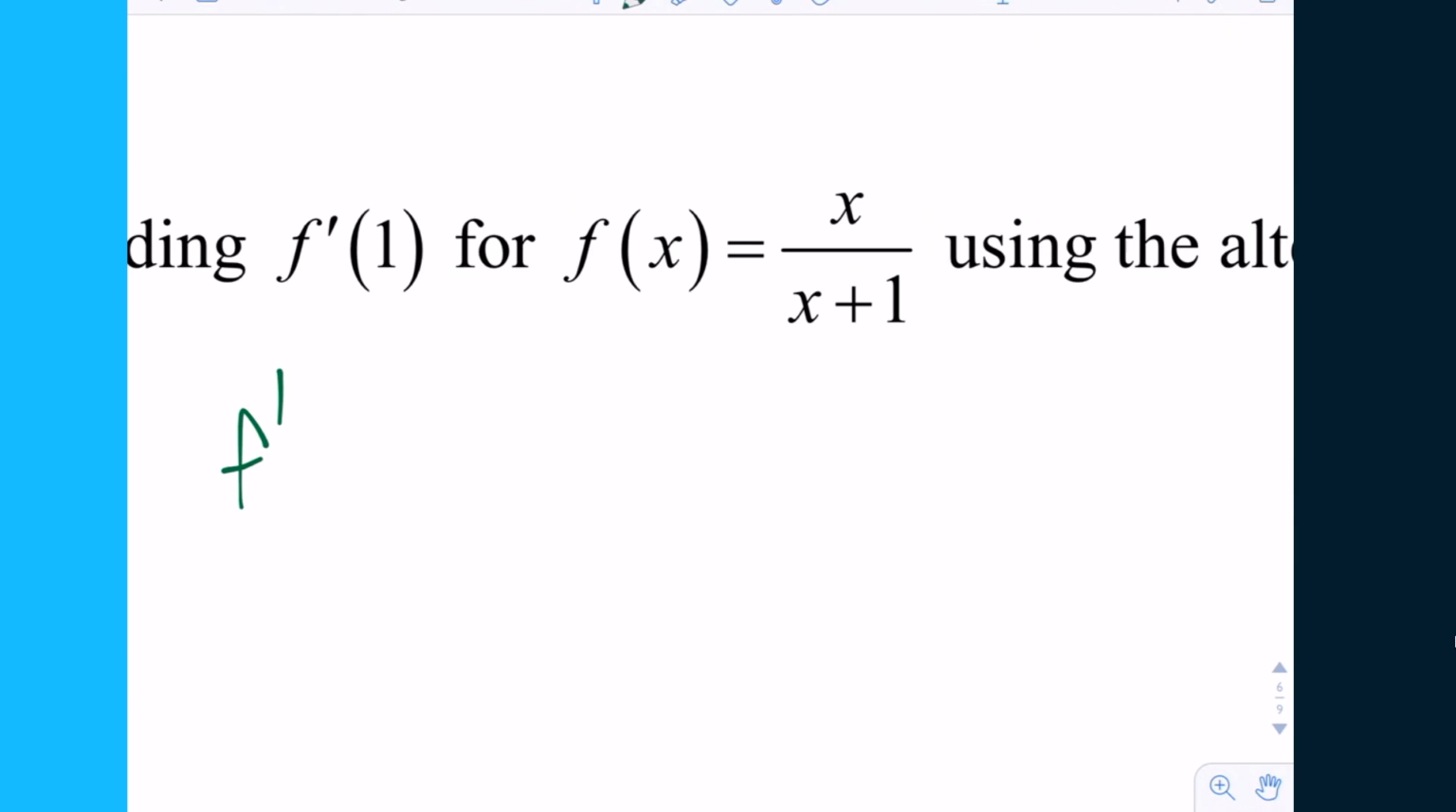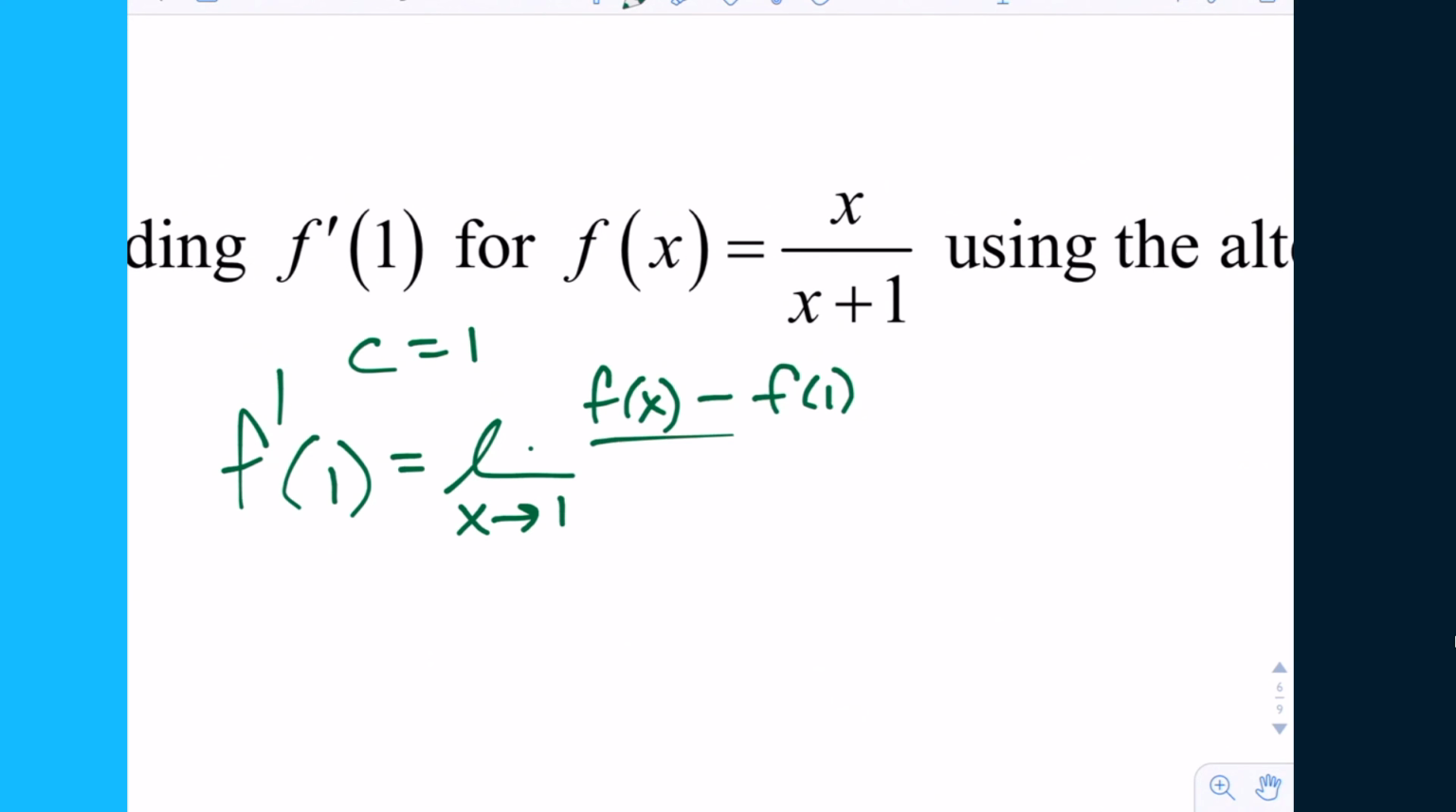F prime of 1. In this case, our c value is equal to 1. So if you want to write it out generically, f prime of 1 is now the limit as x approaches 1 of f of x minus f of 1 all over x minus 1. This one almost could be preferable to you from the limit definition because it really does look like a difference quotient. The denominator is not a single letter, like delta x or h. It's the change in two y values over the change in the corresponding x values. And now we'll make it specific for our function.